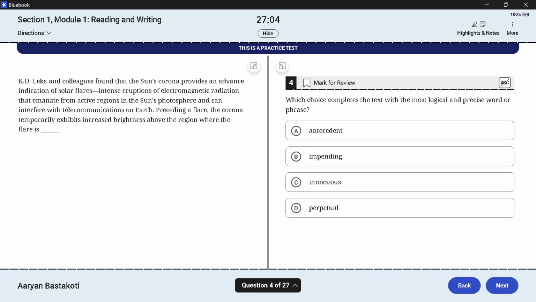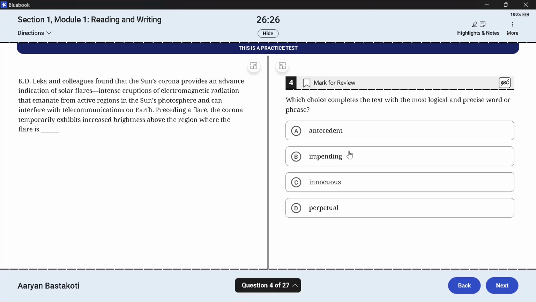Kiri Leka and colleagues found that the sun's corona provides an advanced indication of solar flares. Intense eruptions of electromagnetic radiation that emanate from active regions of the sun's photosphere can interfere with telecommunications on Earth. Preceding a flare, the corona temporarily exhibits increased brightness above the region where the flare is. Okay, where the flare is intense, found that provides an advanced indication of solar flares. Advanced indication of solar flares. Okay. Preceding the flare, the corona temporarily increased brightness above the region where the flare is.